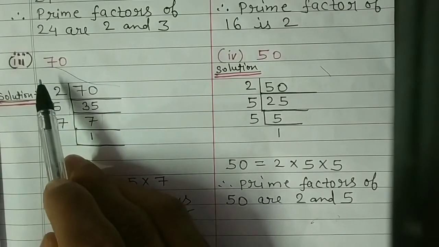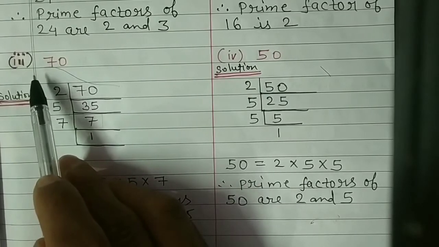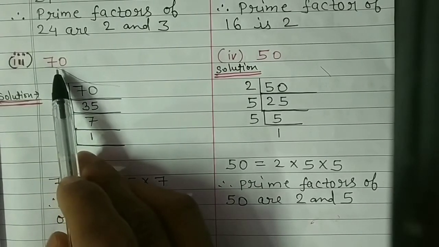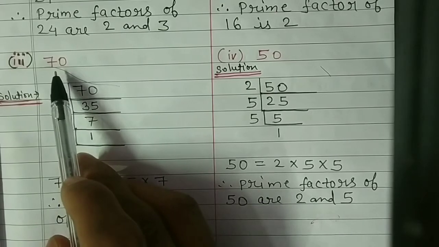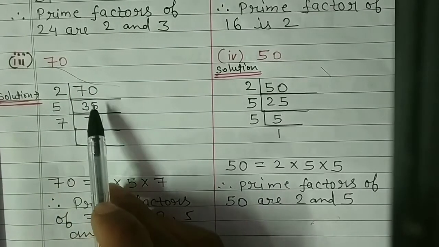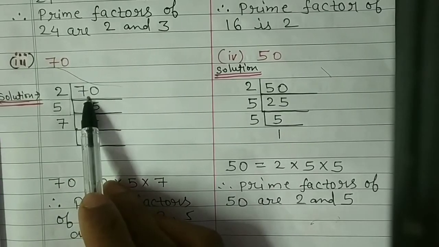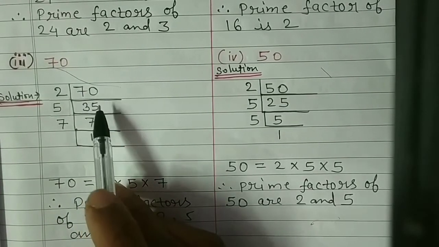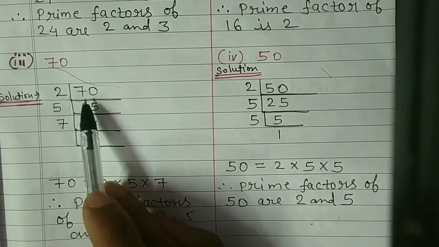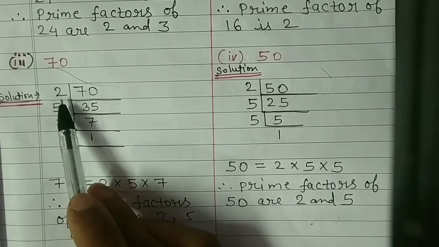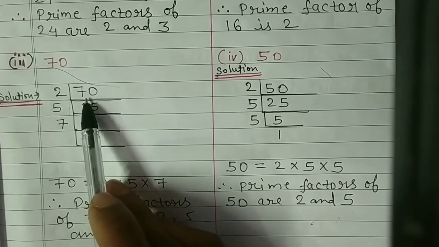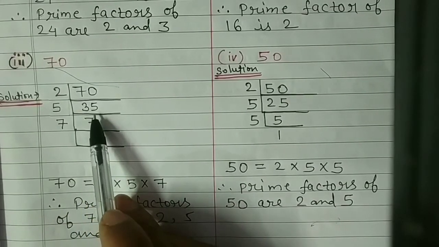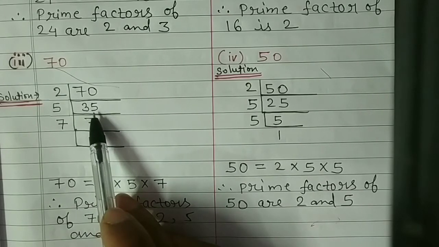Now the next question. And the next question is number 70. So again we have to find the prime factors of this number 70. So again we are going to check this number 70 is divisible by which prime number. Okay? So as we can see here, this 2 divides this number 70 and the quotient will be 35. Okay? Now, this number 35 is divisible by which prime number?